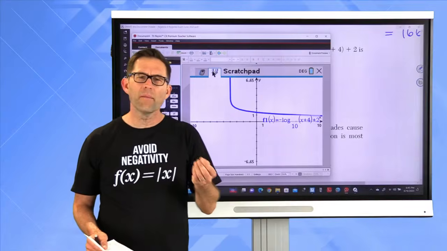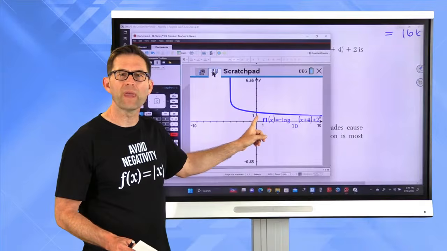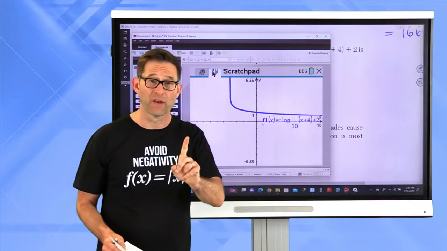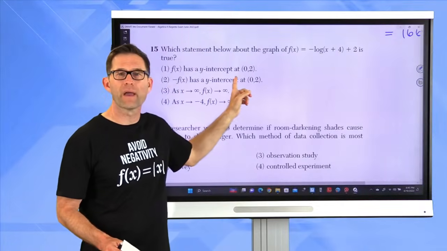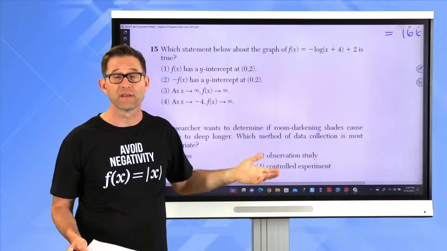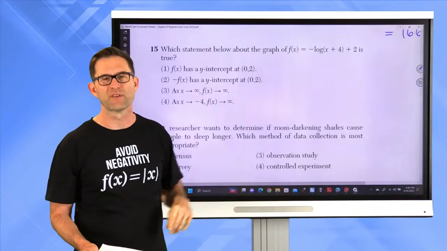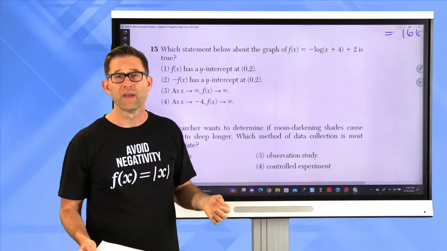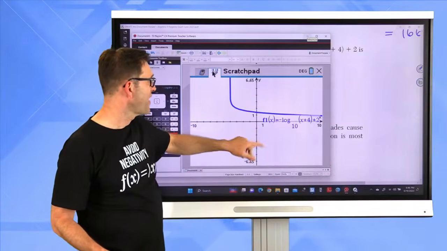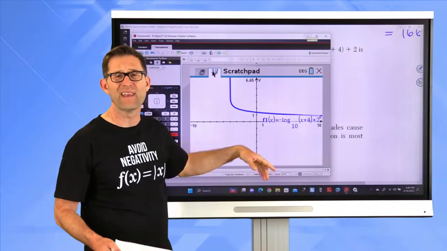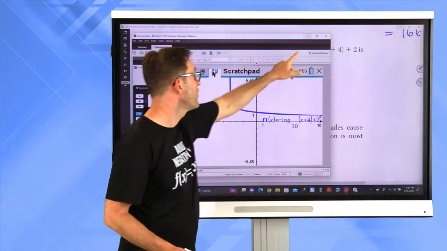Now, what am I seeing here? Well, one thing I can see right away is that the y-intercept is between 1 and 2. Now, if I look at my choices, it says f of x has a y-intercept at (0, 2). Well, it doesn't. It's somewhere between 1 and 2. Then it says negative f of x has a y-intercept of (0, 2). Well, that's also not true. That would be if I took the graph and flipped it over the x-axis, but if I did that, then it would have a y-intercept down here at roughly negative 1.5, because there's 1 and there's 2. So both of those things are wrong.